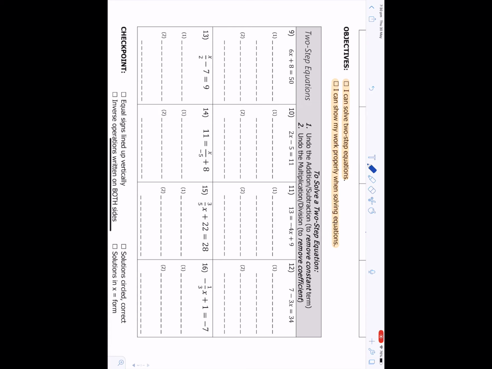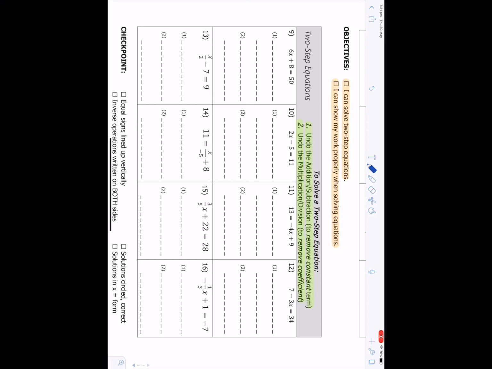So in a two-step equation, the first thing that we're going to want to do is undo whatever has been added or subtracted. We're looking to remove the constant term. After that, we'll look to undo the multiplication or division and remove the coefficient. Basically, we're working through order of operations backwards.